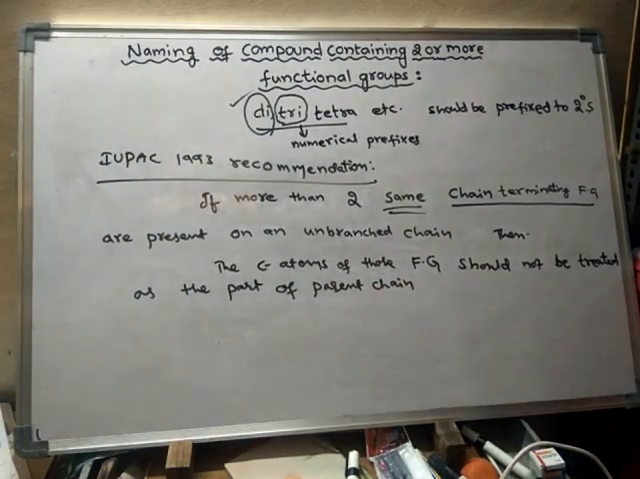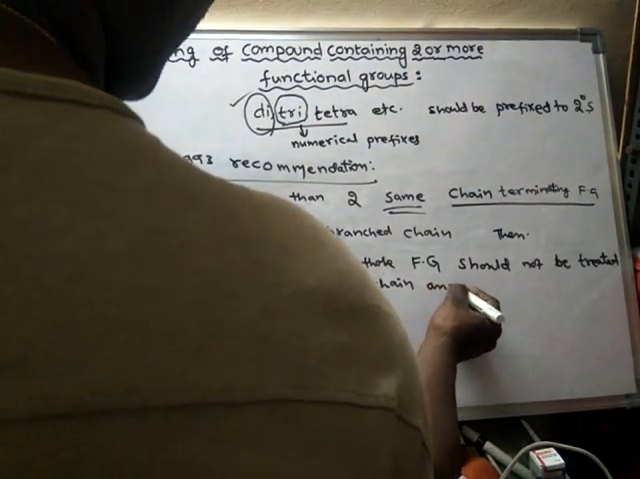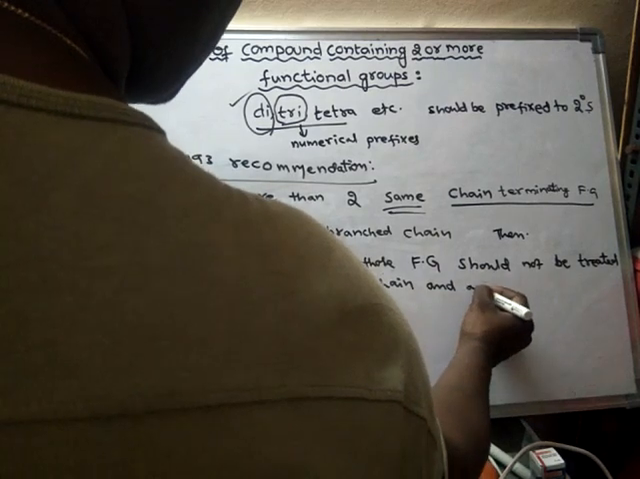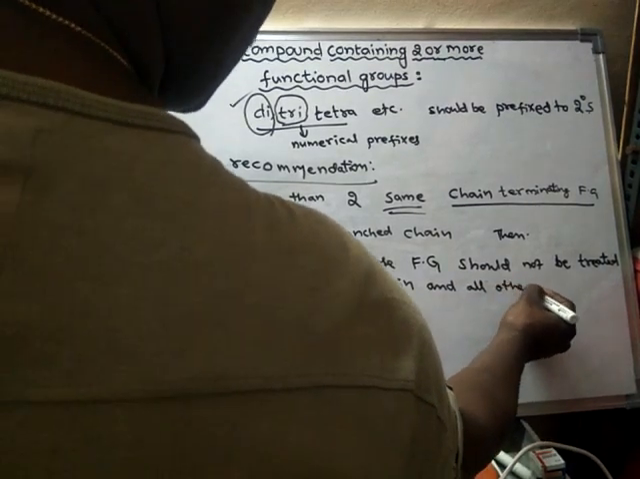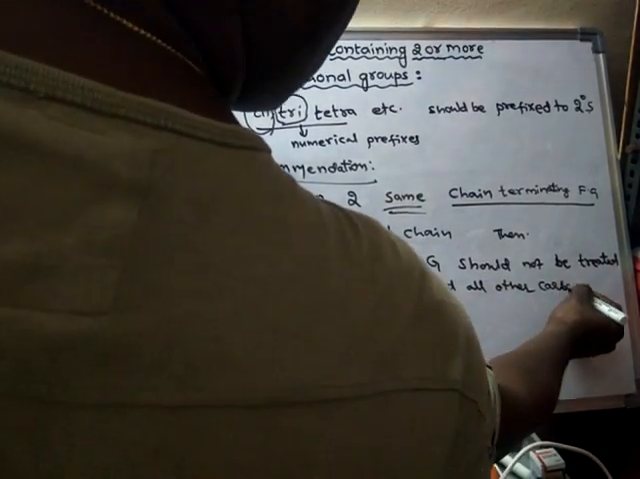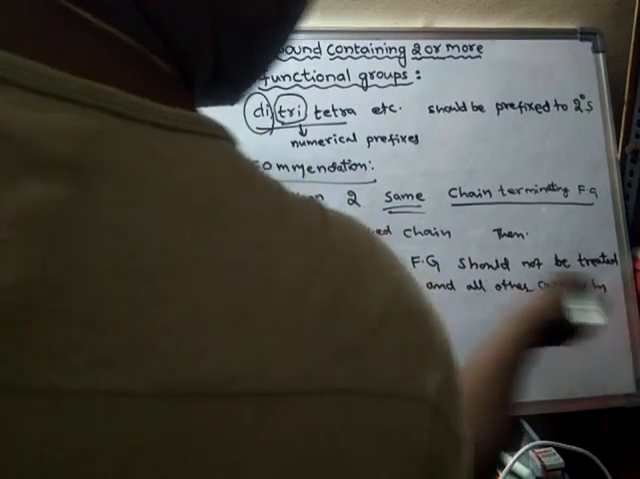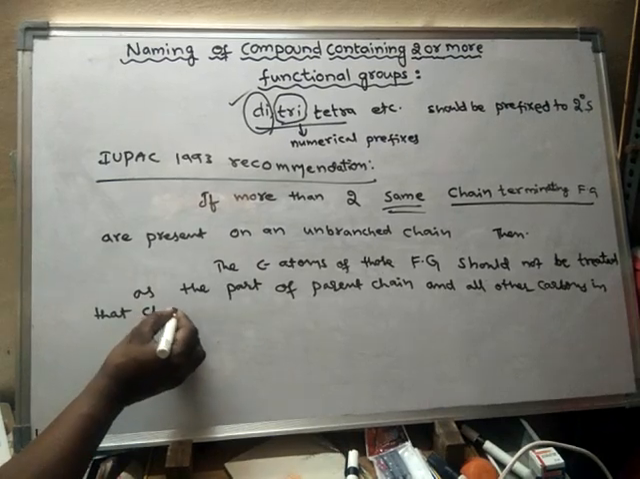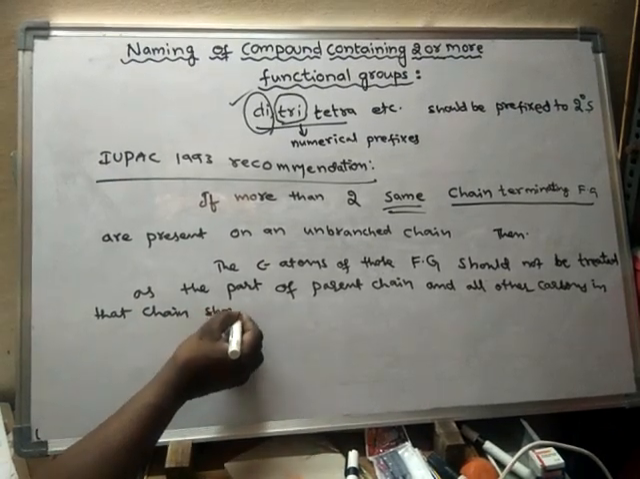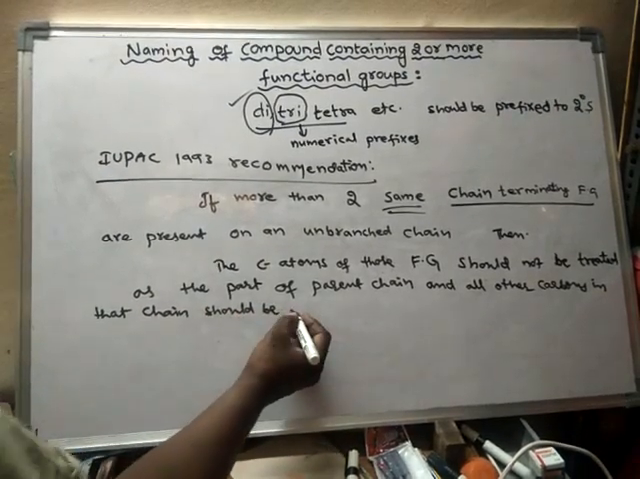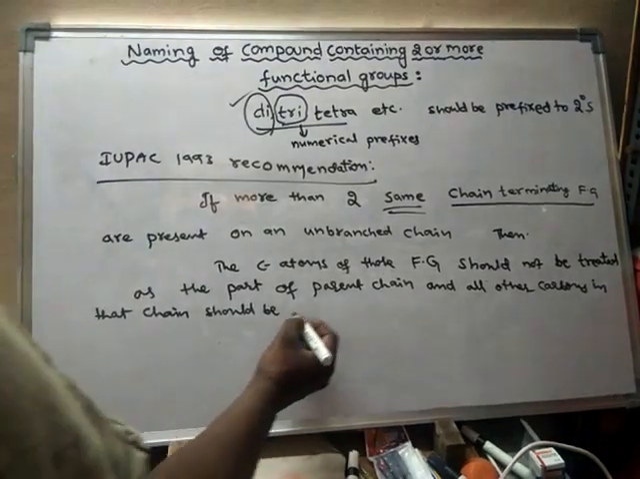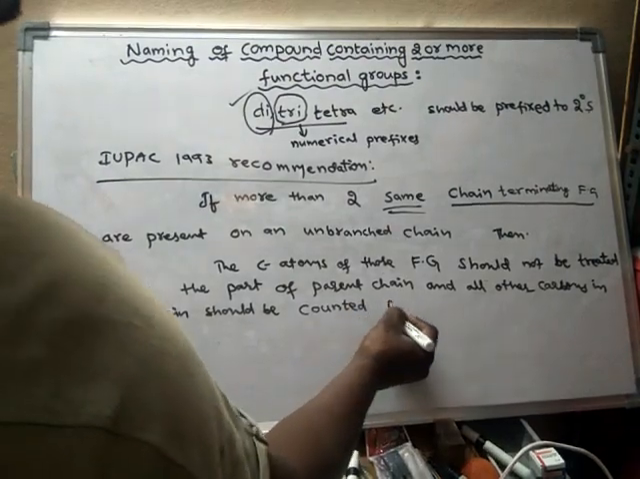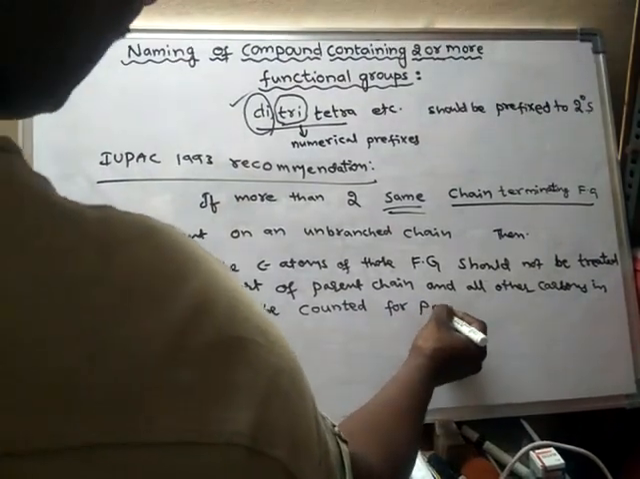And all other carbons in that chain should be counted for the parent chain.